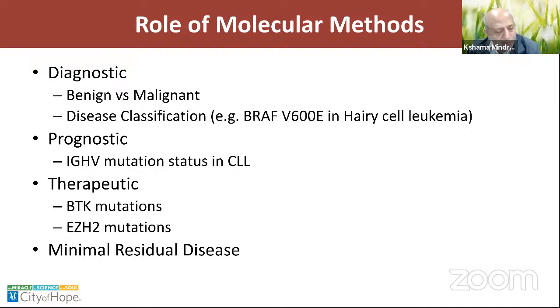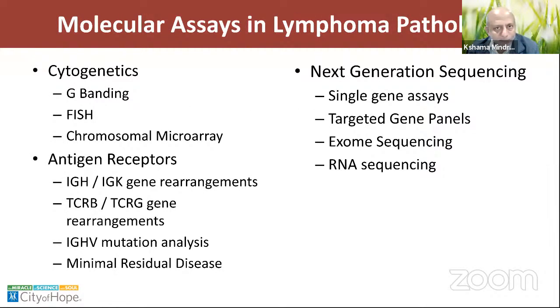If there is recurrence of disease or the disease is relapsing, one thing to look for is, are there mutations in BTK that are causing resistance? Minimal residual disease will become more important in the future. At the moment for lymphomas, it is not used as much as leukemias, except in the setting of clinical trials.